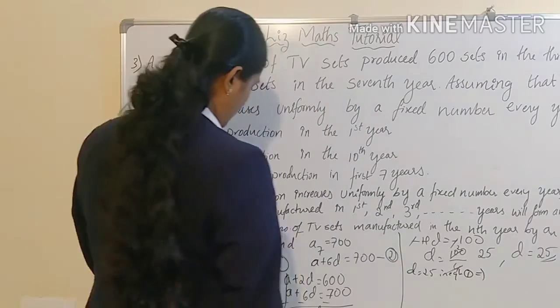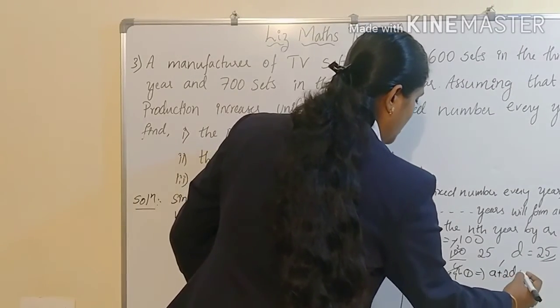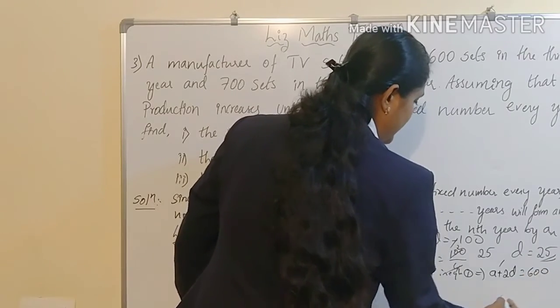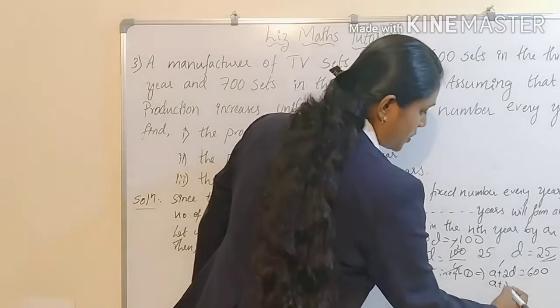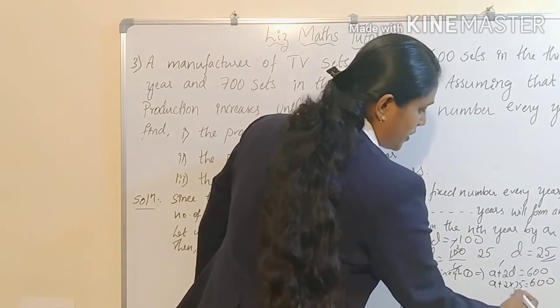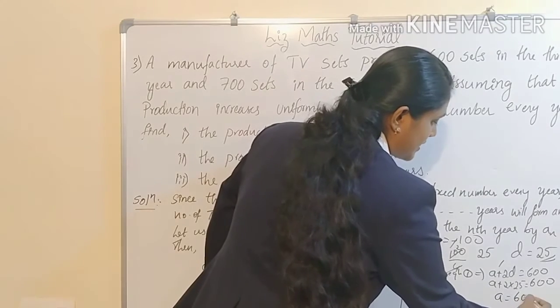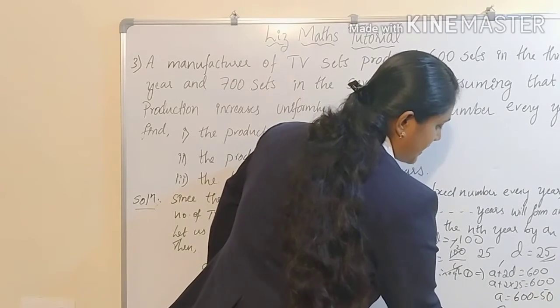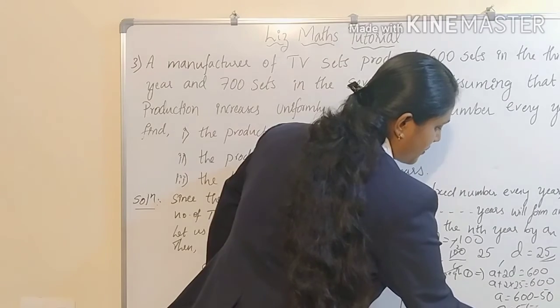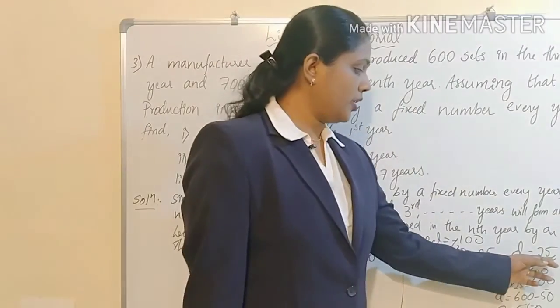Equation number 1, what you will get? A plus 2D is equal to 600. That gives you A plus 2 into D, which is 25, is equal to 600. 25 2s are 50. So A is equal to 600 minus 50, that gives A is 550. A gives 550, D gives you 25.